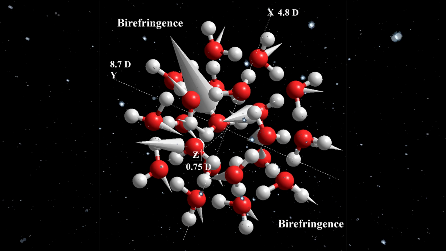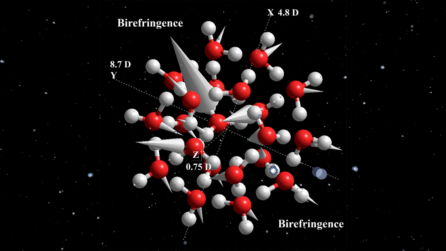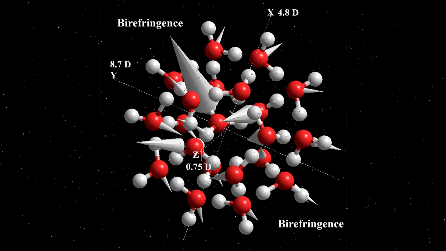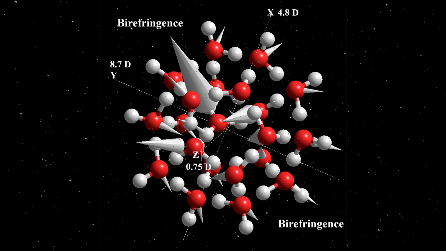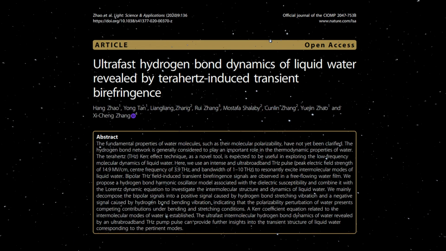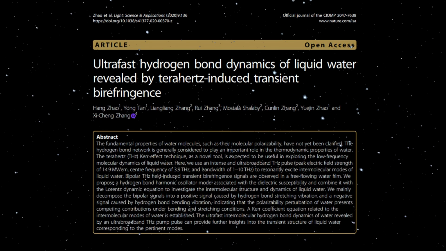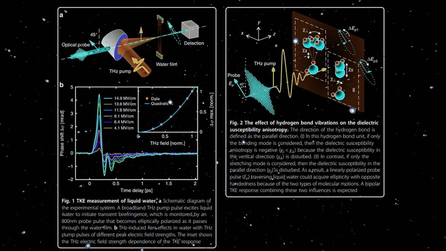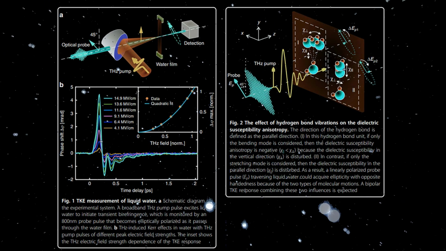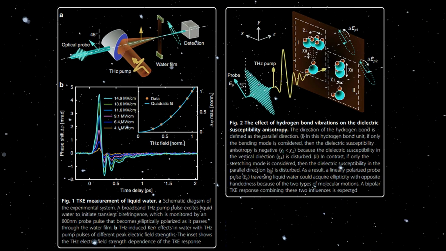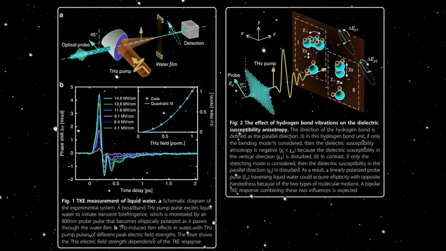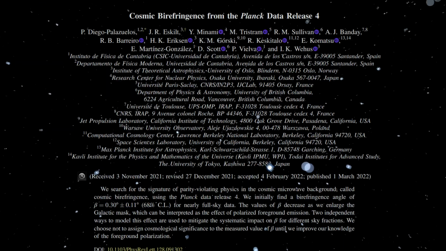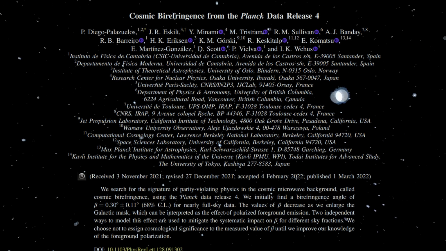The indicated anisotropic dipole moments along the nanocluster axis are precursors to water nanocluster birefringence, analogous to the terahertz-induced birefringence of liquid water. This is because a liquid water film is composed of a network of water nanoclusters, which are birefringent under terahertz-induced stimulation. Observational evidence for birefringence of the cosmic microwave background has recently been reported.